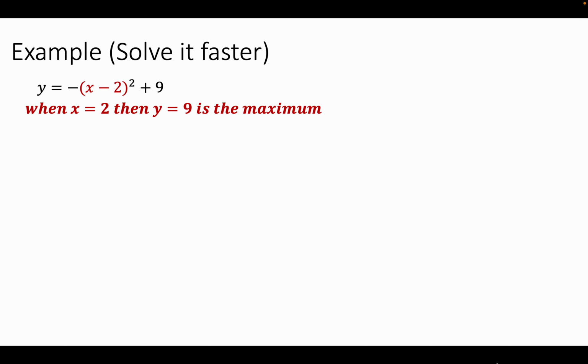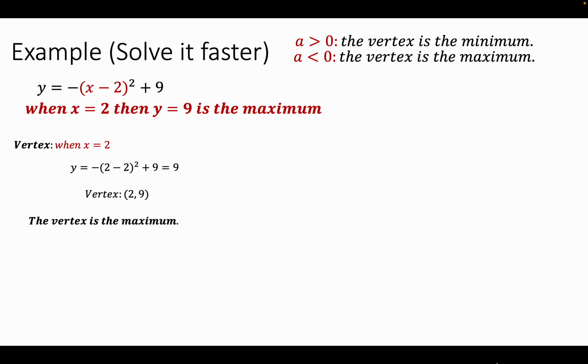The problem before can be solved in a different way. In this example, if we have a number in parentheses, plus or minus another number, we can see that x will equal 2 and y equals 9 in this problem. The vertex has x equals 2 because it's inside the parentheses, and the y is 9 because it is outside. The vertex is the maximum because a is less than 0.